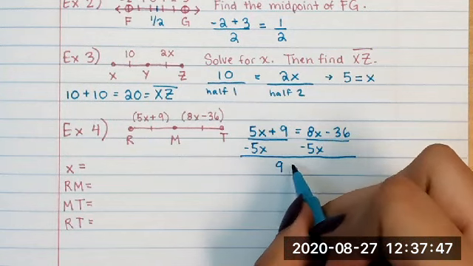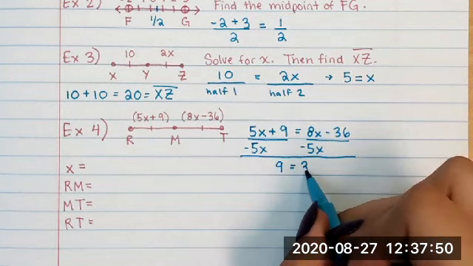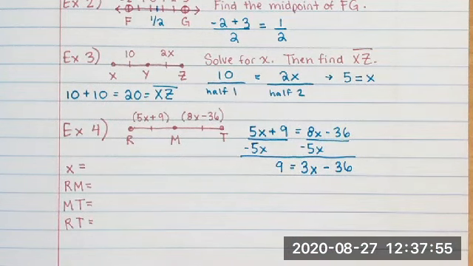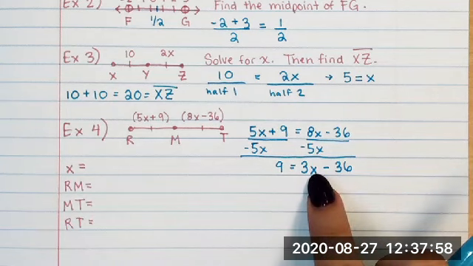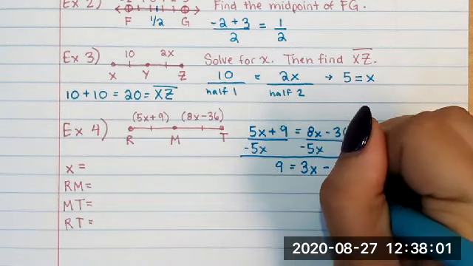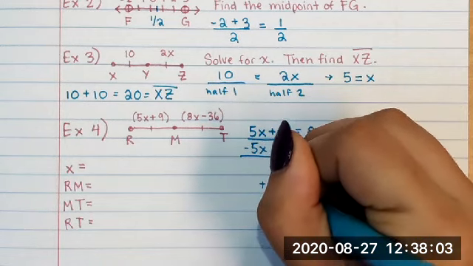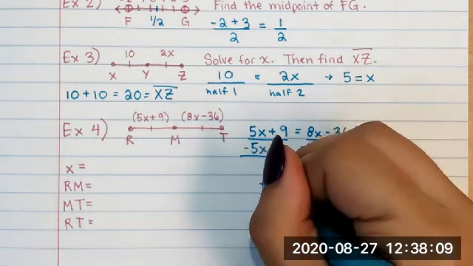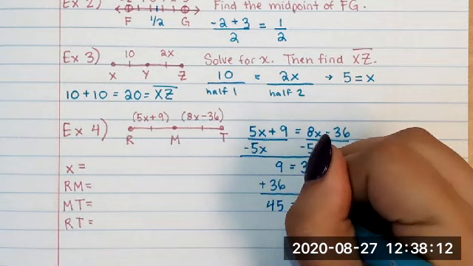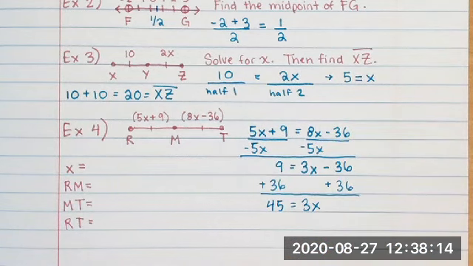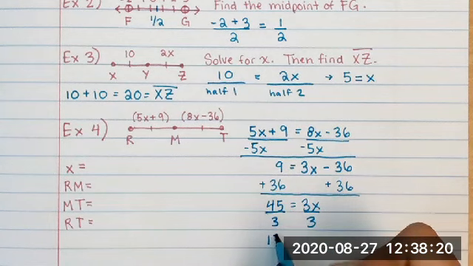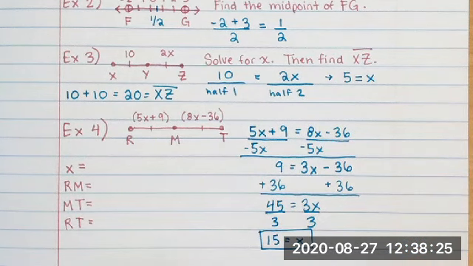That'll leave me with 9 equals 8 minus 5 is 3x minus 36. Then I want to get x by itself, so I'm going to add 36 to both sides. And 9 plus 36 makes 45. And I'm left with 3x. Lastly, I divide out the 3. And I get 15 equals x. So I can go over and fill that in.